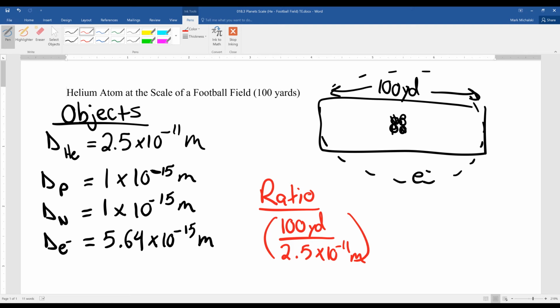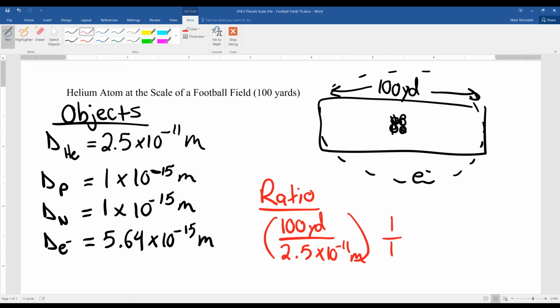Or vice versa, I guess. The scale is the 2.5 times 10 to the negative 11 meters. I'm sorry, take that back. 2.5 times 10 to the negative 11 meters is the real life object, and I'm going to scale that to equal 100 yards. Essentially, this is like creating a fraction of 1 over 1. It's saying that these two are equal to each other because I've said that this is what I want them to be, and so therefore I can use that ratio now to convert other measurements.